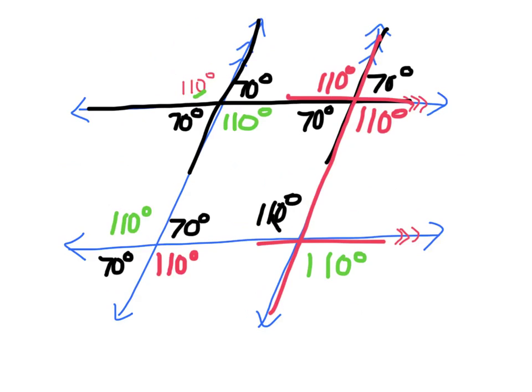110. And then if you know this one, these are a linear pair. They make 180, so it has to be 70. And then this angle is vertical to that, so it also has to be 70 degrees. So we just found all of those angles in that picture.